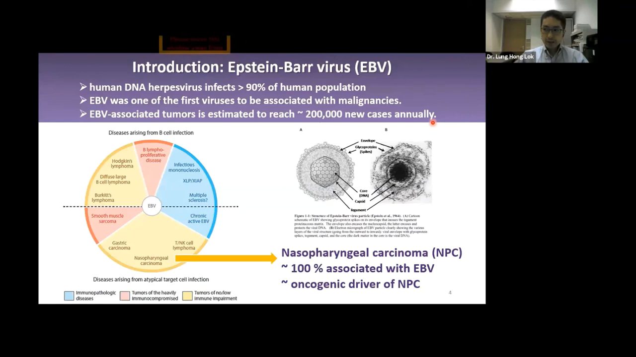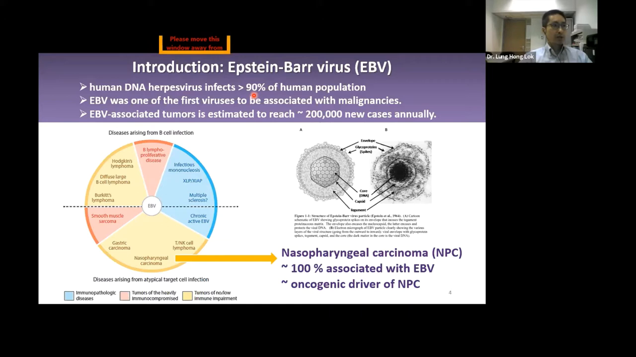So going back to my own research, I'm going to introduce you to a virus called EBV, Epstein-Barr virus. So what is it? It's a DNA virus, a DNA herpes virus. Why is it spread in the human population? You look at this figure, it's so scary. More than 90% of the human population is already infected with this virus, including you and me. I think I must be infected by this virus.